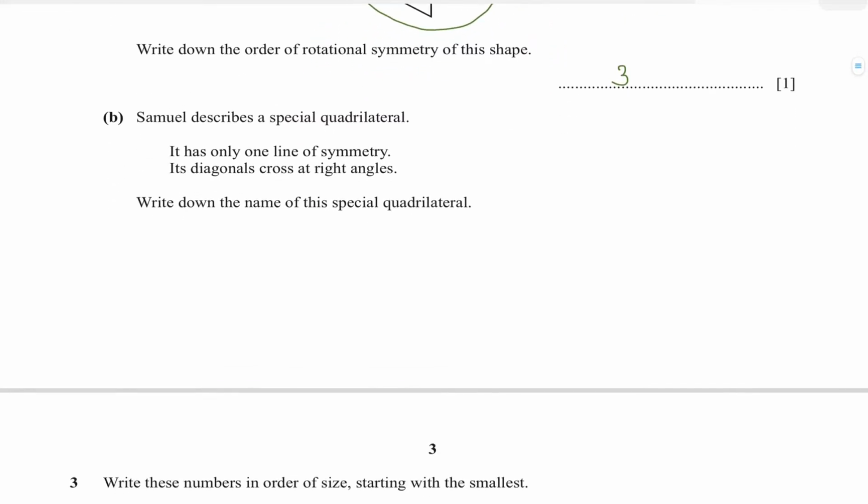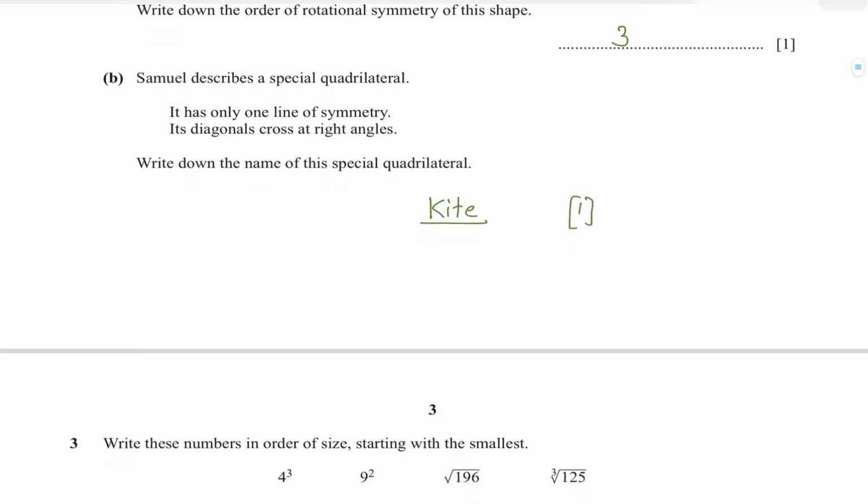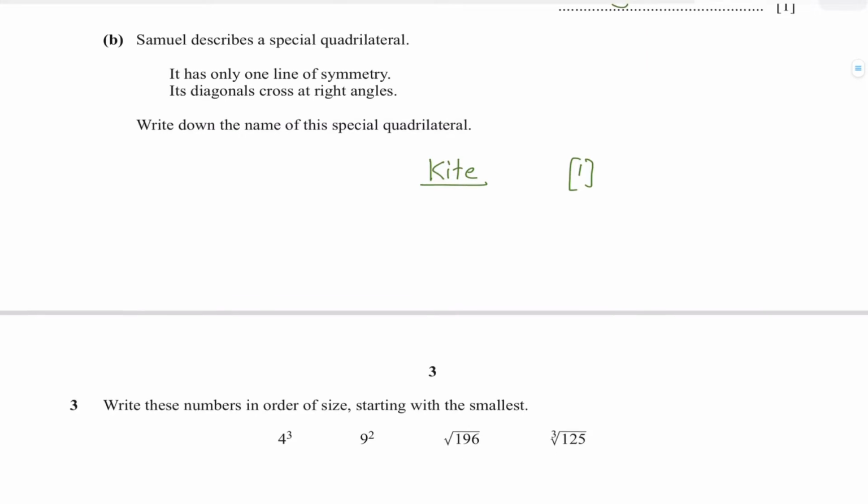Okay, now let's do part B, which says Samuel describes a special quadrilateral. It has only one line of symmetry. Its diagonals cross at right angles. Write down the name of this special quadrilateral. Okay, so if it has only one line of symmetry, and it's also a quadrilateral, and if its diagonals cross at right angles, the only shape that this can be is a kite. This, by the way, is a 1-mark question, and kite is going to be the answer to this question.